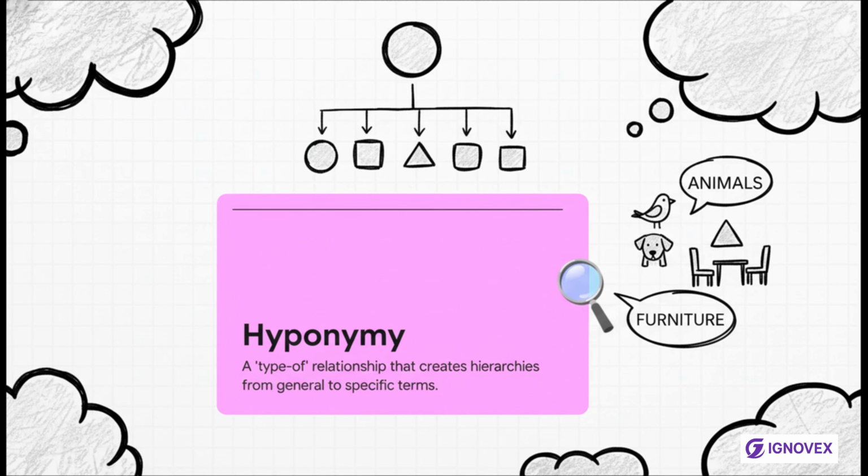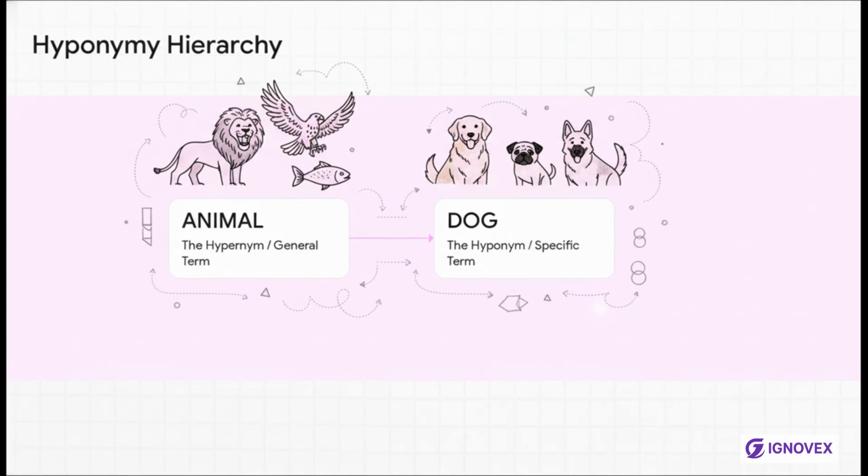Okay, moving on. This next tool, hyponymy, is huge. It's all about how our brains naturally create categories for everything. It's a simple type of relationship that organizes our world into these neat little hierarchies. It's really simple when you see it in action. Animal is the big general term. That's called the hypernym. A dog is a specific type of animal, which makes it the hyponym. This simple structure is just fundamental to how we organize all knowledge.